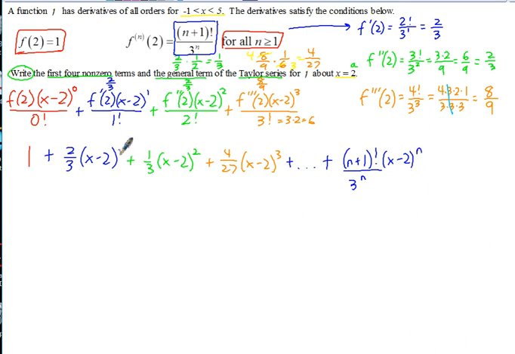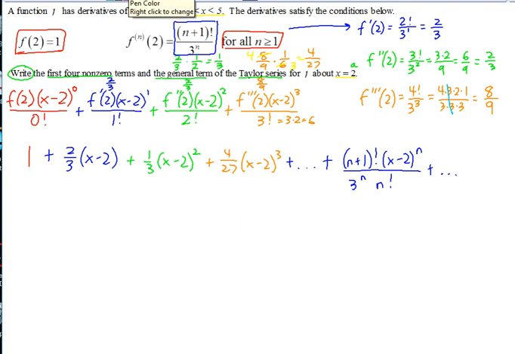That's 0, then 1, 2, 3. And then don't forget, it's also got this n factorial there. So divided by n factorial. So we just have to put together the rest of it, plus dot, dot, dot. So there's our first 4 non-zero terms and the general term.